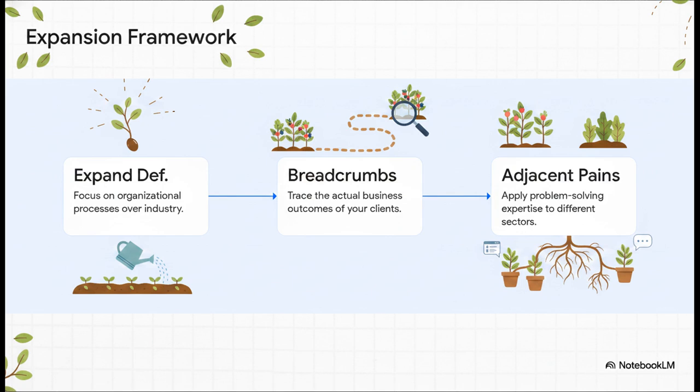And step 3, think about adjacent pain points. If you excel at solving problem A, say supply chain optimization, you might actually be brilliant at addressing problem B in a completely different sector, like event logistics or resource allocation.